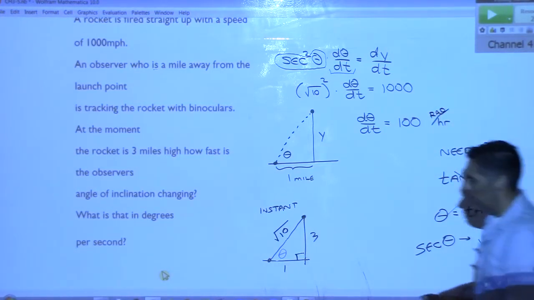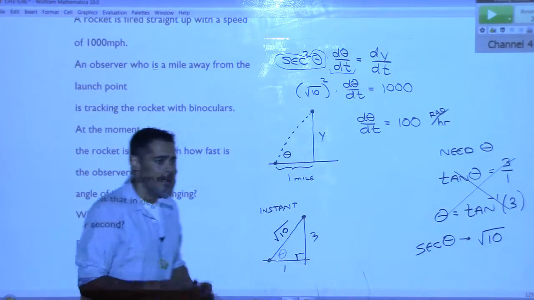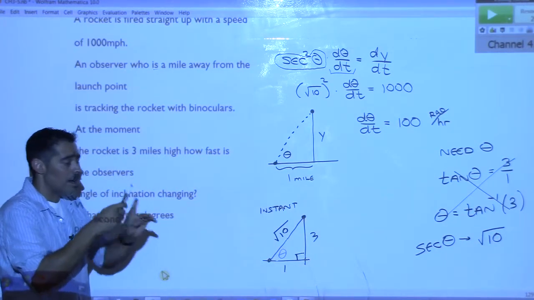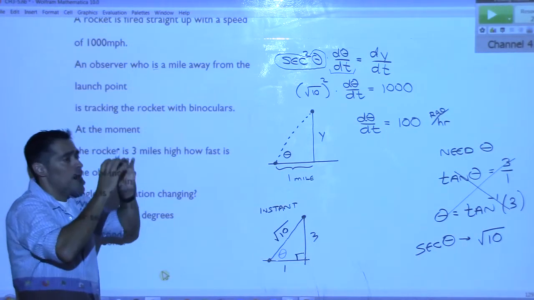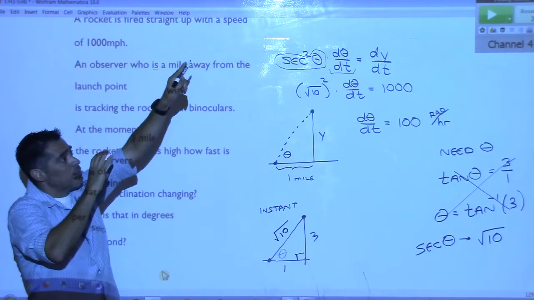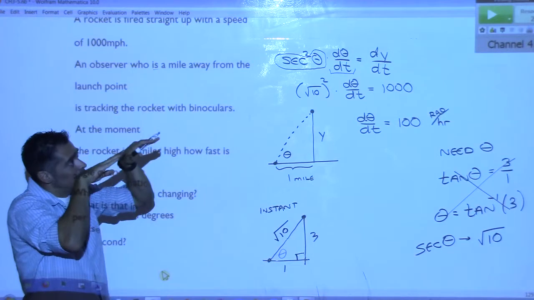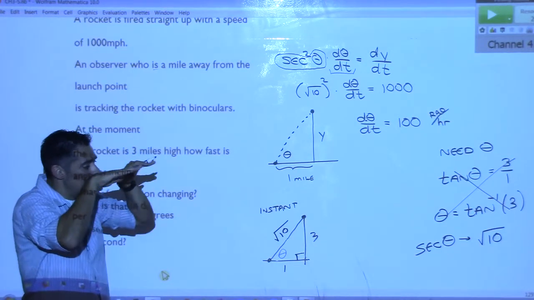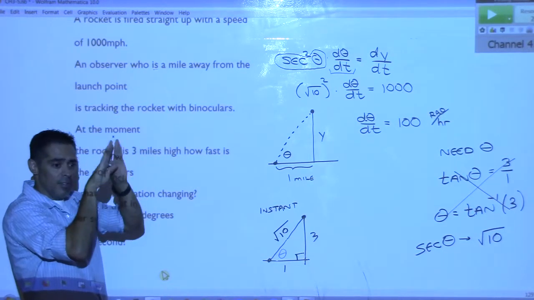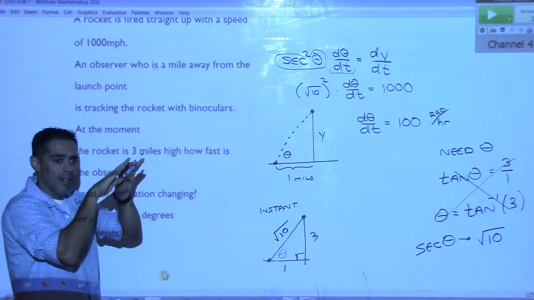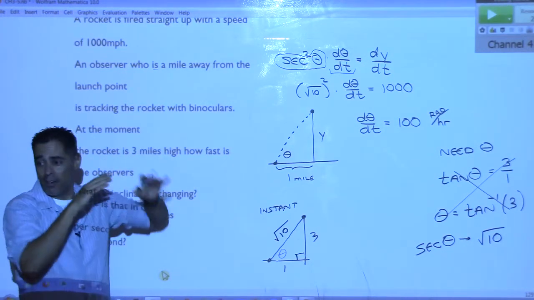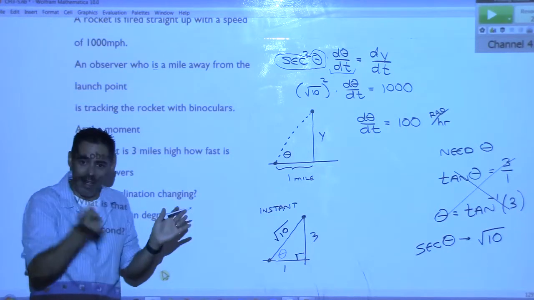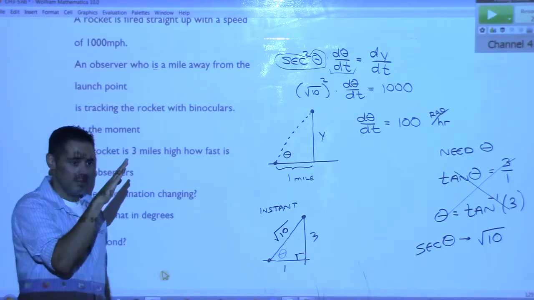So this rocket, the guy's standing a mile away, he's got his binoculars, he's looking at this rocket takes off, he's rotating to try and keep up with it, and when the rocket is 3 miles high at that exact moment, that exact instant in time, his rate of rotation is 100 radians per hour, which a second later, his rotation's different, but at that instant, that's the rate of rotation.